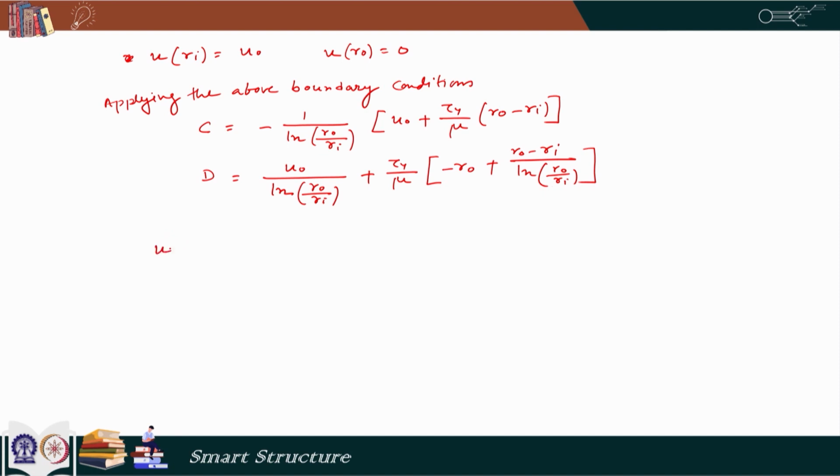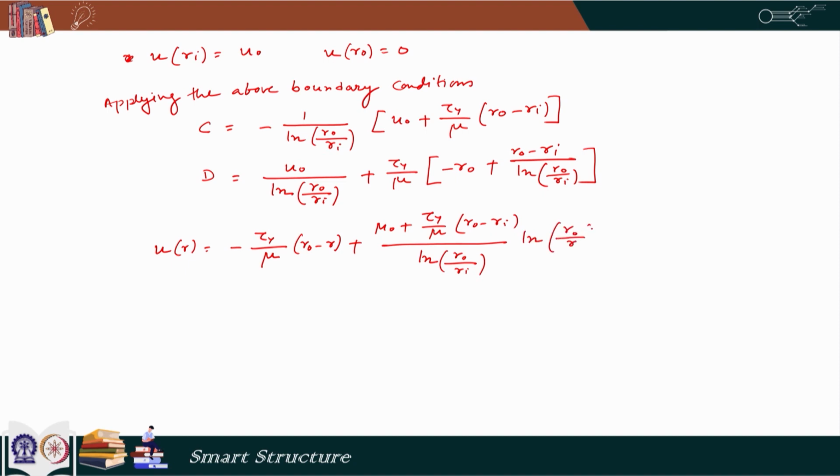And then after putting that in the expression of u, we get u as a function of R as minus tau_y by mu multiplied by R_O minus R, plus u_0 plus tau_y by mu multiplied by R_O minus R_I, divided by natural log of R outer by R inner, multiplied by natural log of R_O by R.